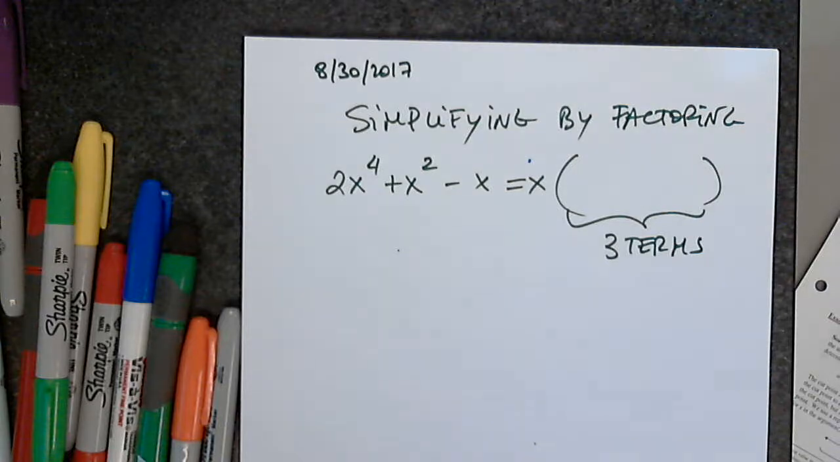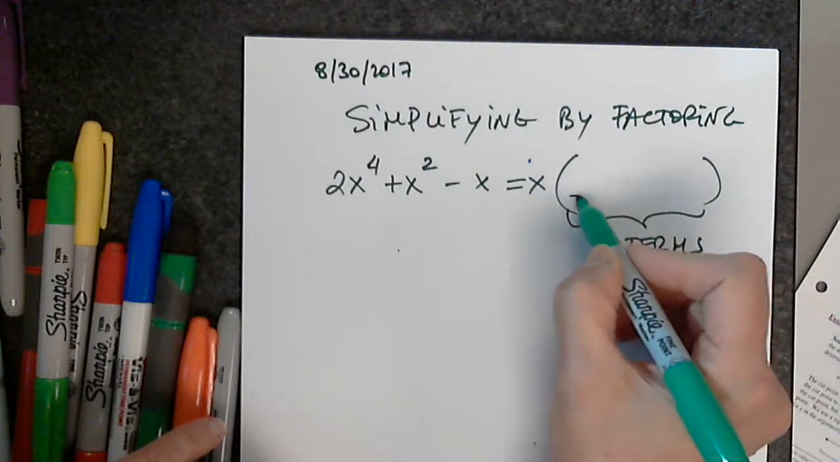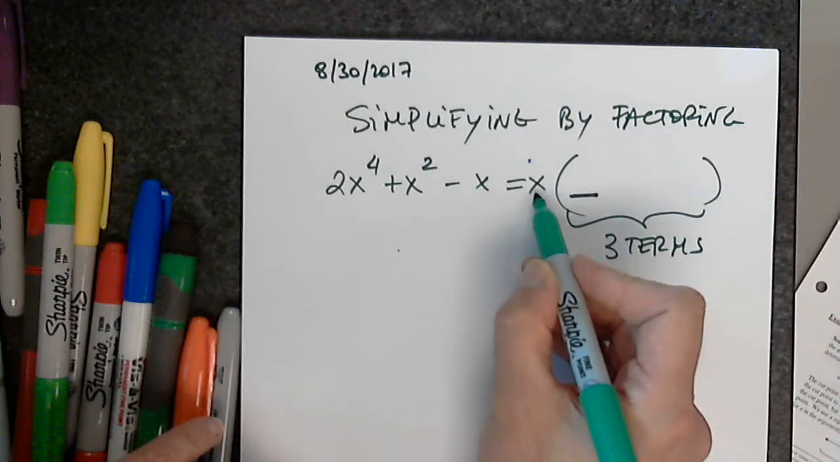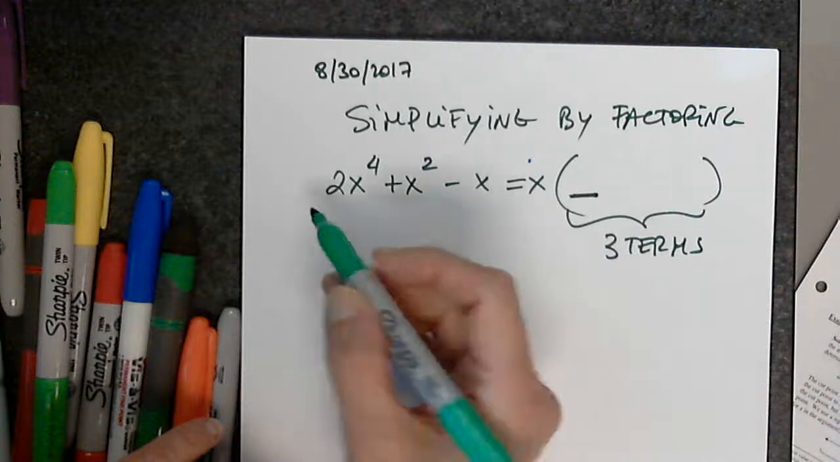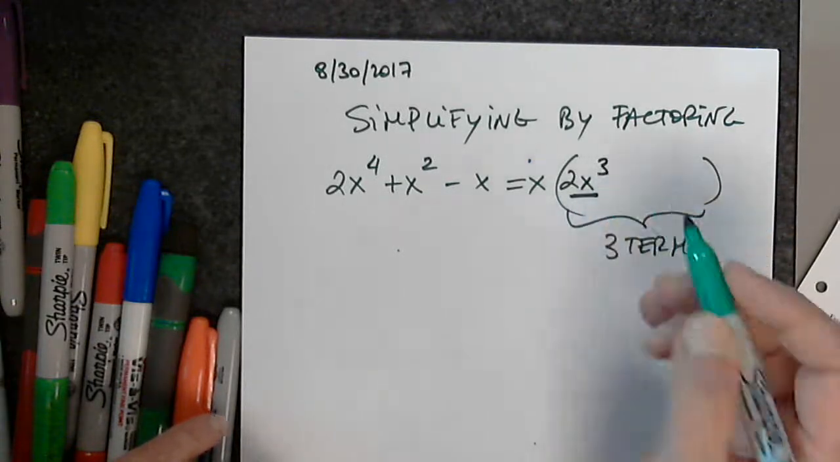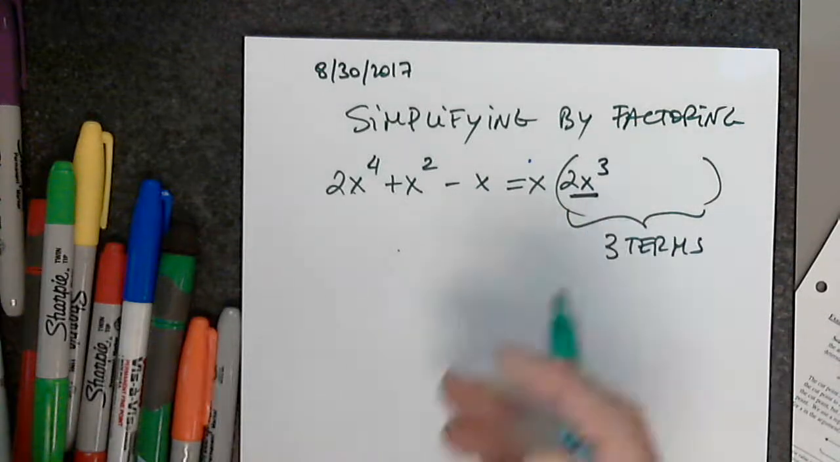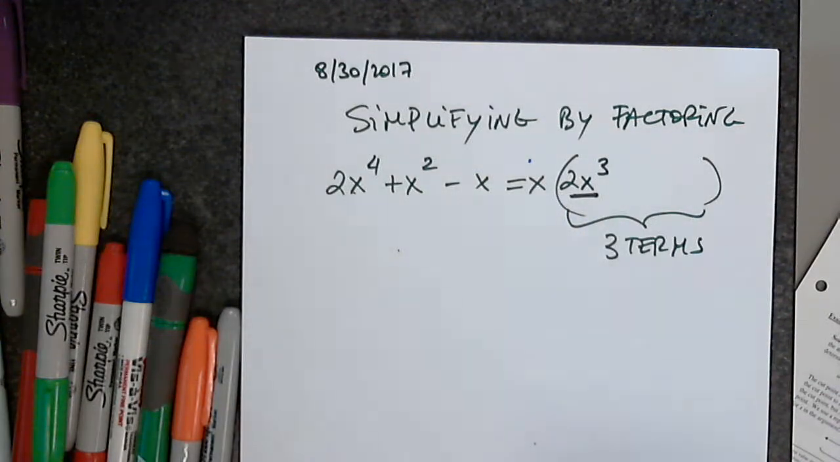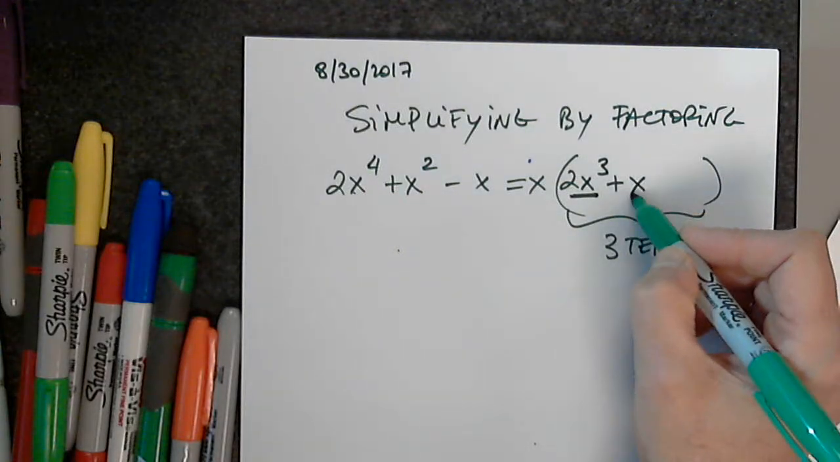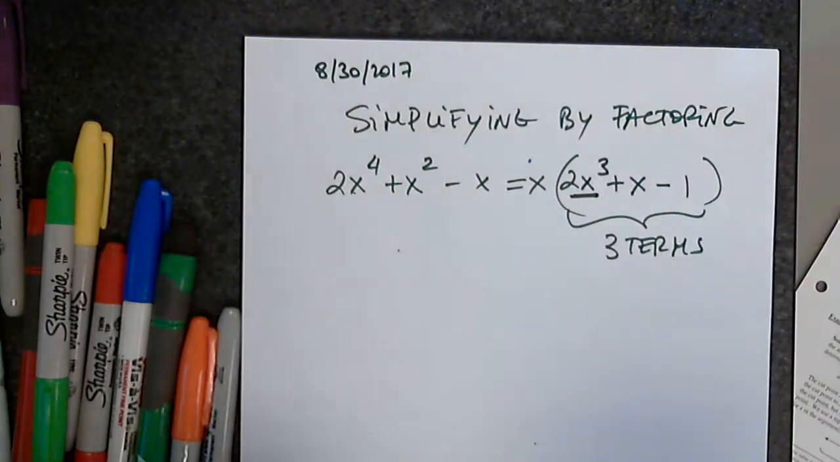Good, perfect. So now, how do I think? There are several ways. Here's one way. What times x is this? 2x cubed. That's one way. Or you can say this divided by this is this. Whatever works for you. Then I have to have plus x and minus 1. Correct.